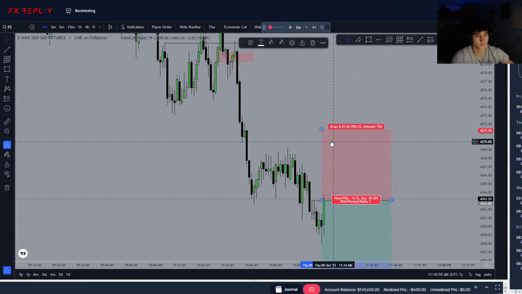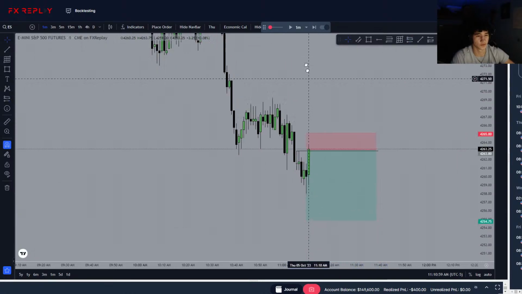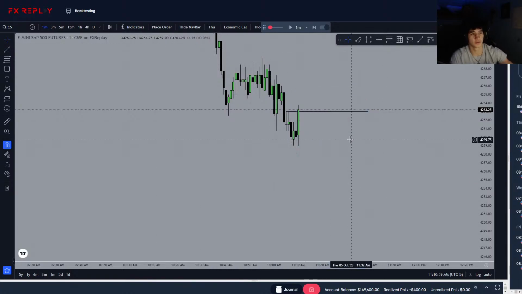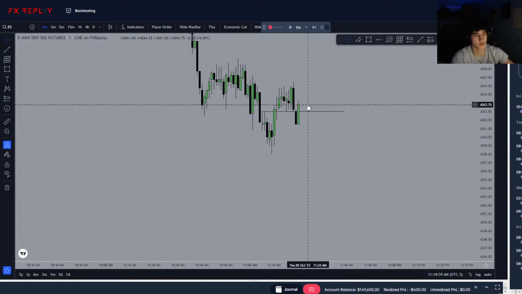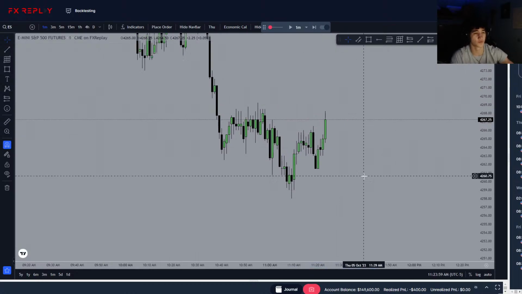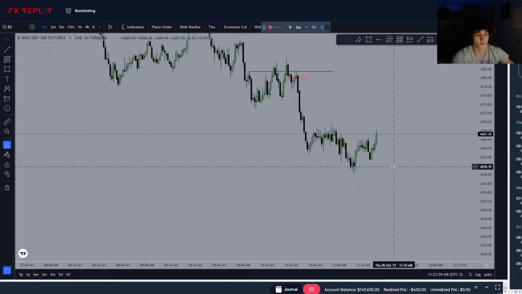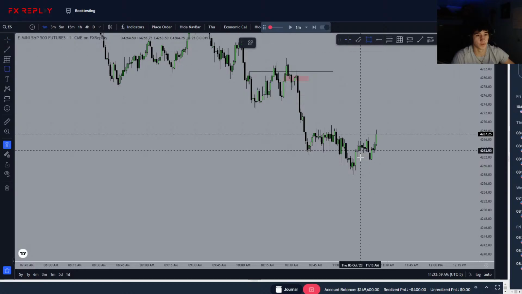Alright. I want to try short. No, wait, what time is it? 11:10. Never mind. Even though it'll probably stop me out, I still want to mess around with it. I'll have to wait towards after lunch because you can see that we already formed a buy model right here. Fill this fair value gap. So this is going to get pretty interesting.